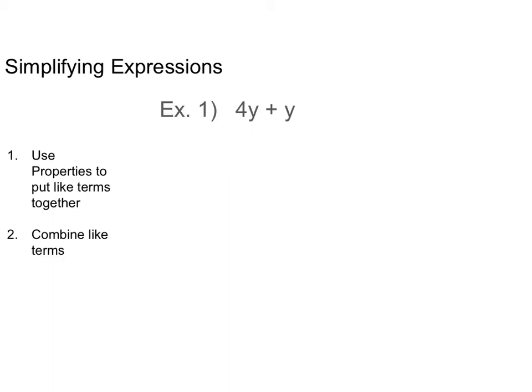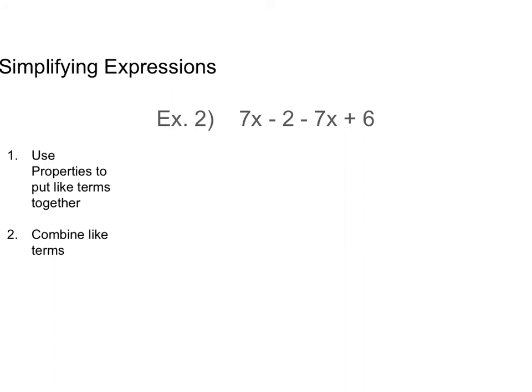So this first example, I have 4y plus y. So we need to use properties to put the like terms together. So in this case, I'm going to just go ahead and simplify because I see that I have 4y plus another y, and that's 5y. So really there's no properties that we have to do. I just need to combine my y's, and this is the most simplified because they are like terms. Let's go to the next page.